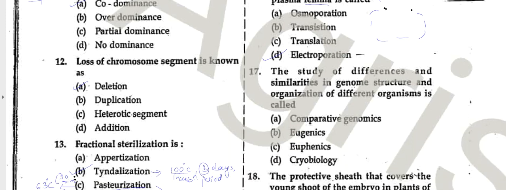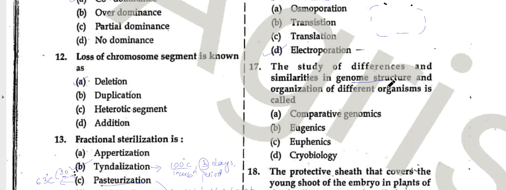Now, the study of differences and similarities in genome structure and organization of different organisms is called. So what will it be called? When we study the differences and similarities in the genome structure and organization of different organisms, it is comparative genomics. Why genomics? Because we are comparing the genome.